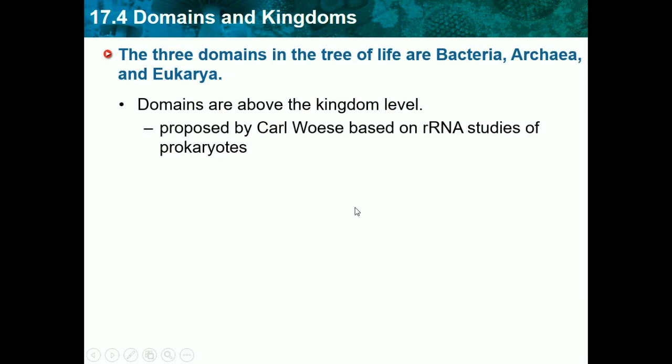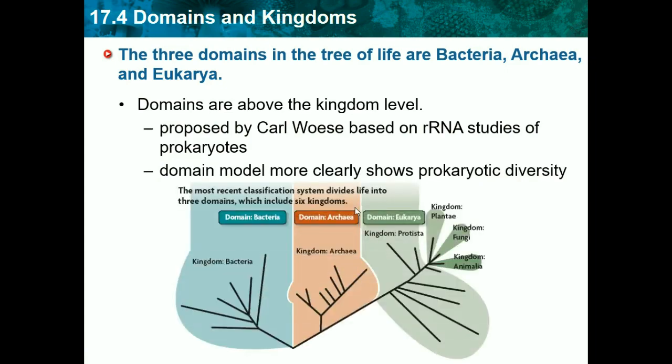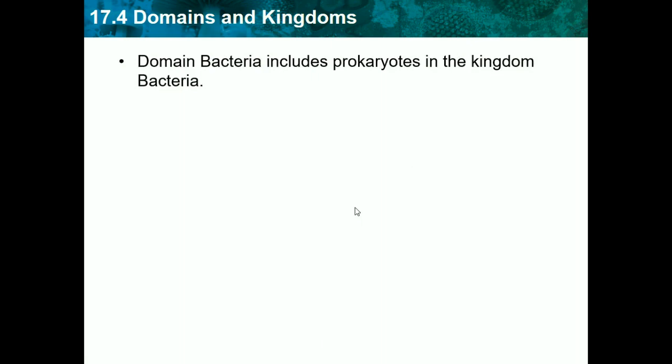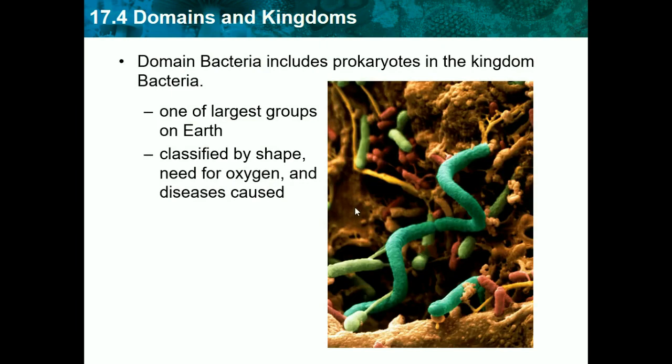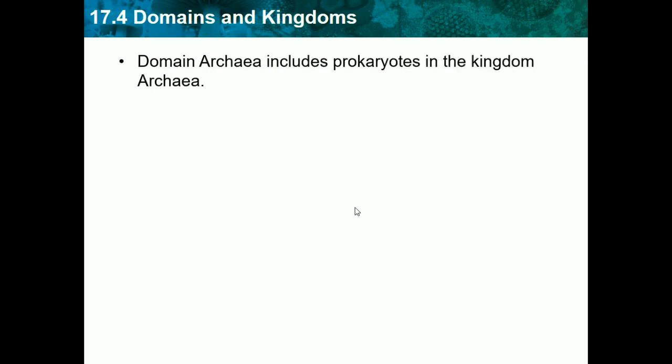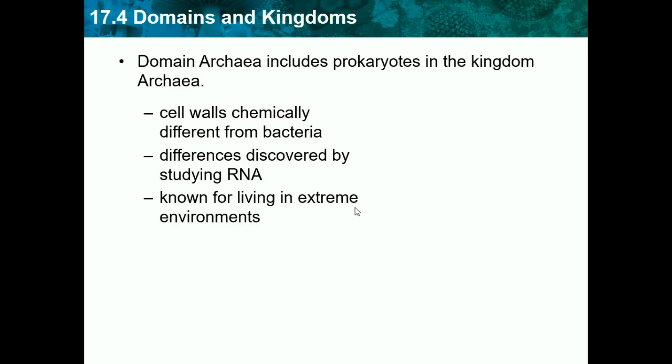Proposed by Carl Woese based on RNA studies of prokaryotes. The domain model more clearly shows prokaryotic diversity. Domain Bacteria includes prokaryotes in the kingdom Bacteria, one of the largest groups on Earth. Classification is by shape, need for oxygen, and disease. This is just specifics on what it takes to be bacteria. Domain Archaea includes prokaryotes in the kingdom Archaea, with cell walls chemically different from bacteria. So they're a little different from bacteria. Differences were discovered by studying RNA, and they are known for living in extreme environments.